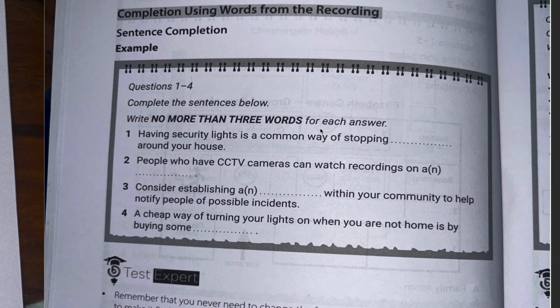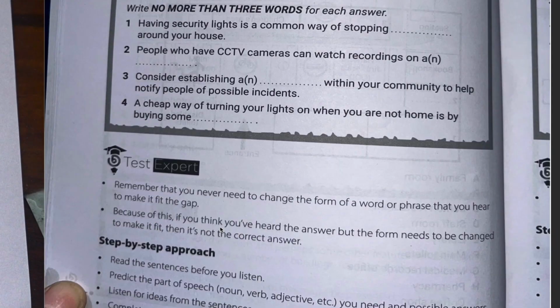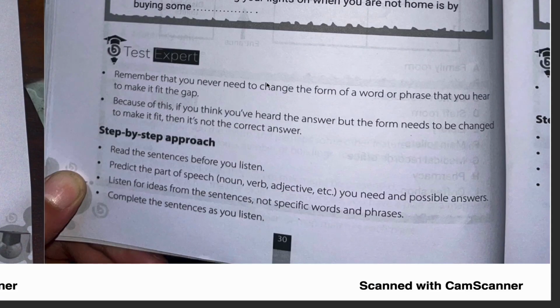Completion using words from the recording. Now, this is another type of question that would be completion of the sentences which are given. So, no more than 3 words. When they have said do not write more than 3 words, you need to complete the sentences with only 3 words or less. Having security lights is a common way of stopping dash around your house. So this would again be given in the voice recording and you need to answer it according to them. So remember that you never need to change the form of a word. What they say, exactly that you need to write down.